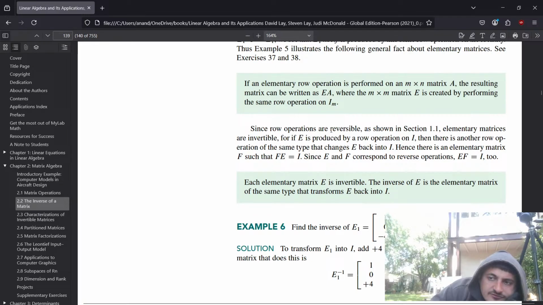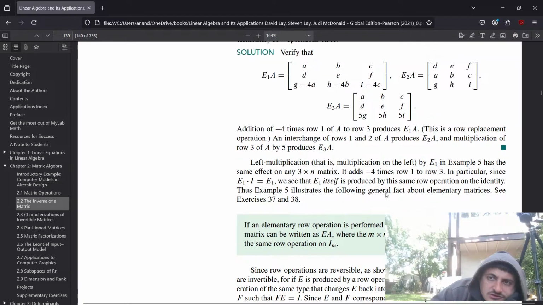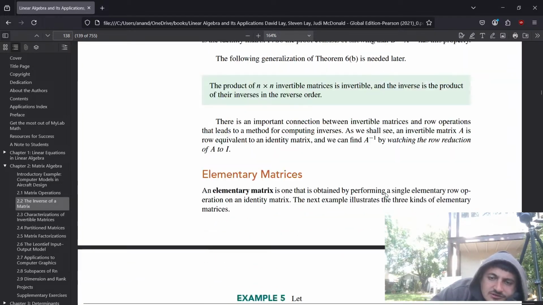Since row operations are invertible, elementary matrices are invertible. So if E is produced by a single row operation on I, then there's another row operation of the same type that changes E back into I. Hence, there is an elementary matrix F such that FE = I. Since F and E correspond to reverse operations, EF = I, so they're inverses of each other. Each elementary matrix E is invertible. So let's get the definition. Let me write this down.